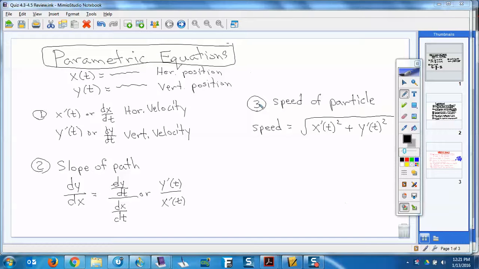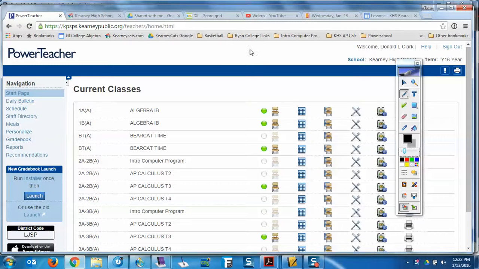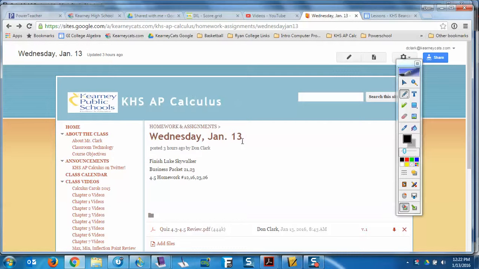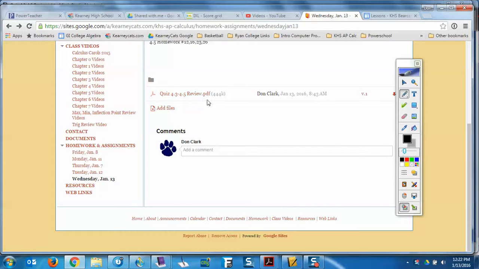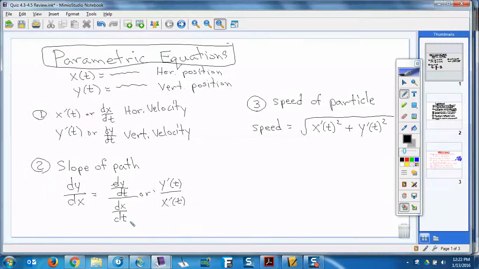All right, yeah, you don't have to write this down. It's stuff you've already got in your notes. Plus, I went ahead and put this as a PDF. These three slides are listed as a PDF on our website under Wednesday, this quiz review PDF. So these three slides are up there.